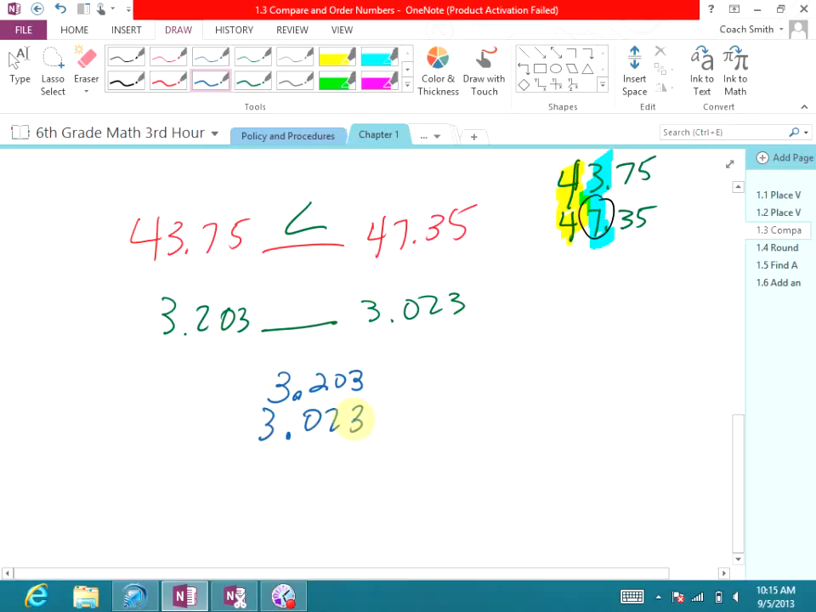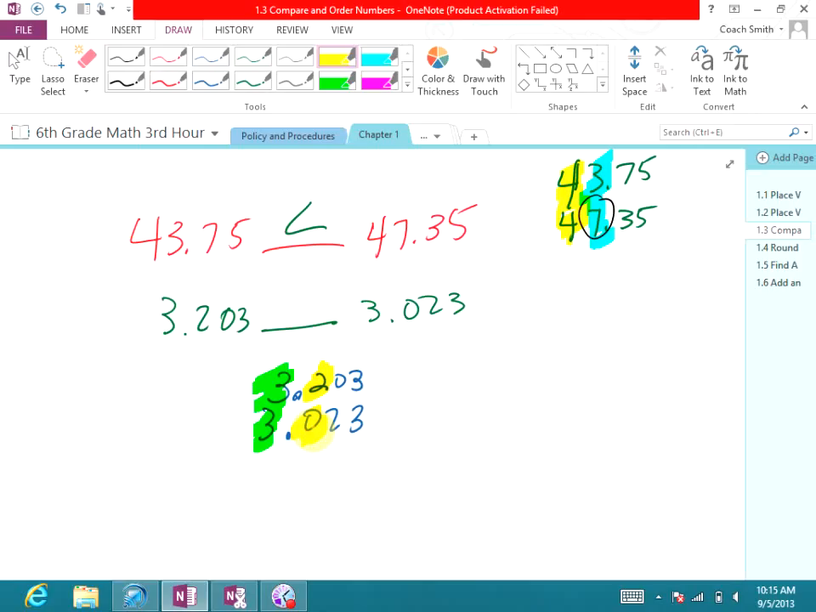So there's your two numbers, 3.203 over 3.023. Once again, the common theme here: the first number is the same. They're both 3s, so I have to move to the second number. One of them is a 2 and one of them is a 0. Which is larger? Tristan, 2 or 0? 2. That is correct.